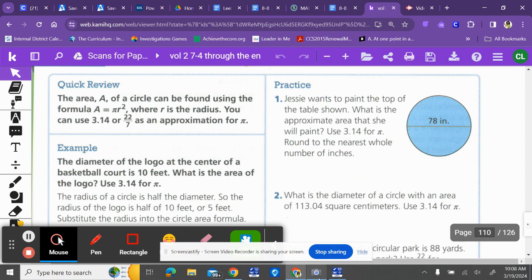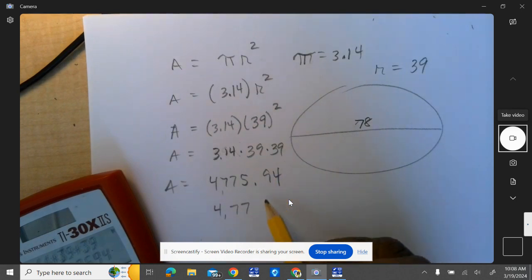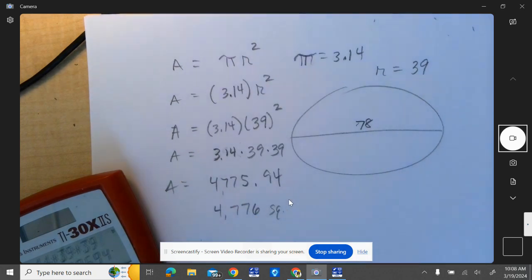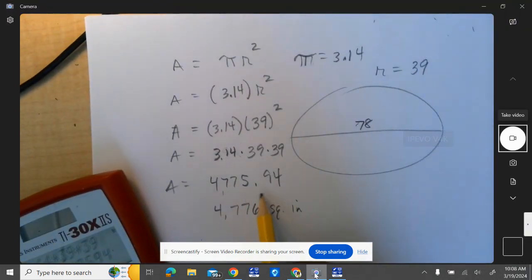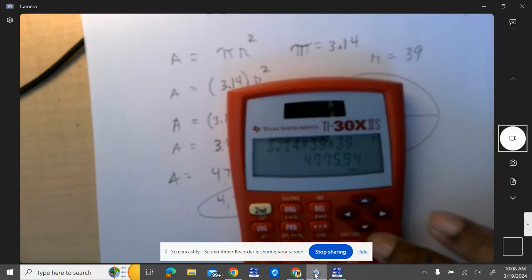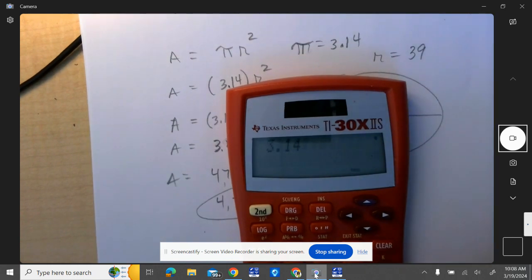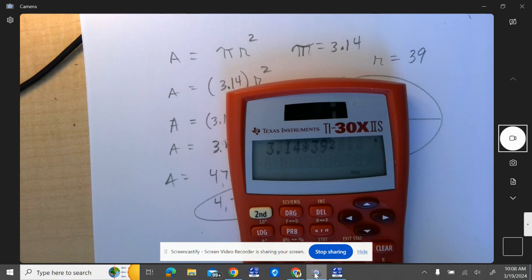Which is 4,776. And this is a 9, so I'm going to make it a 6. Squared. And what was it? Meters or inches? It was inches. Square inches. Okay. So just so you know that it works with the square button, you can do 3.14 times 39 and then hit the square button. And then you should see a little 2 on the 39 only. Hit enter and you'll get the same answer.